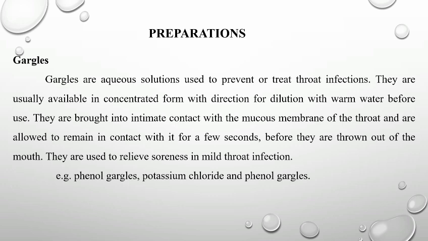They are usually available in concentrated form, with directions to dilute with warm water before use. We have to bring it into intimate contact with the mucous membrane of the throat and allow it to remain in contact for a few seconds before it is thrown out of the mouth. They are used to relieve soreness or mild throat infections. For example, phenol gargles, potassium chloride gargles, etc.